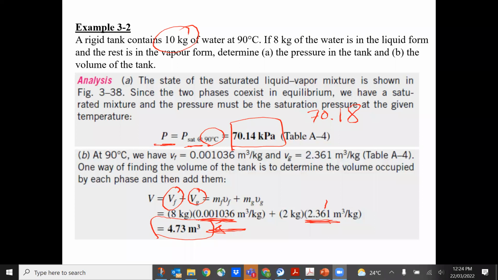I got 4.726. Yeah, so 4.726, which is very close to each other. It's not a big difference. Yeah, makes sense. Okay.